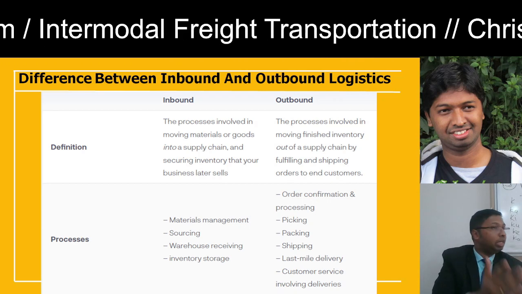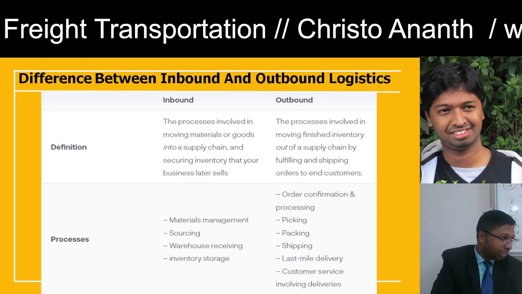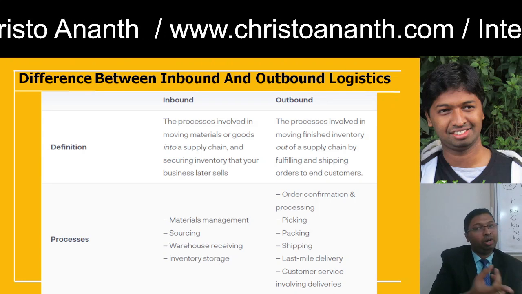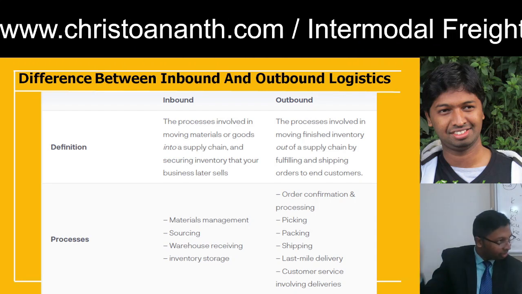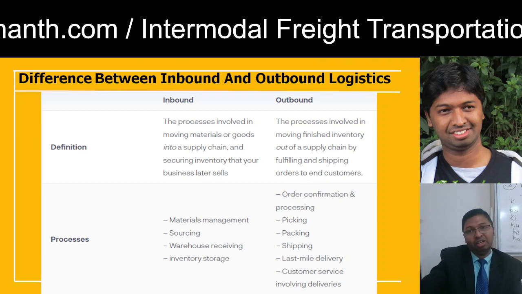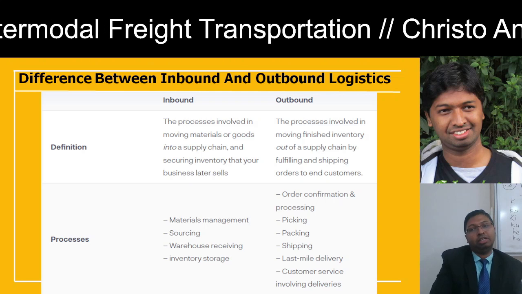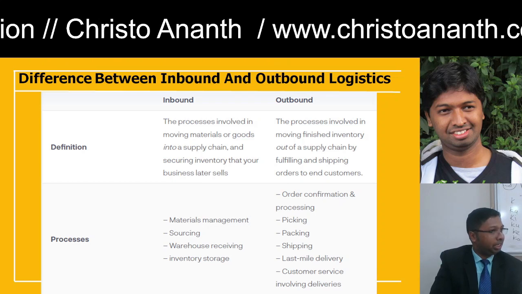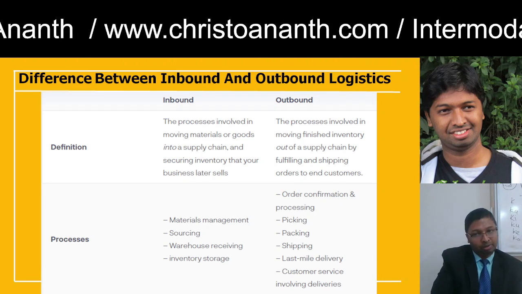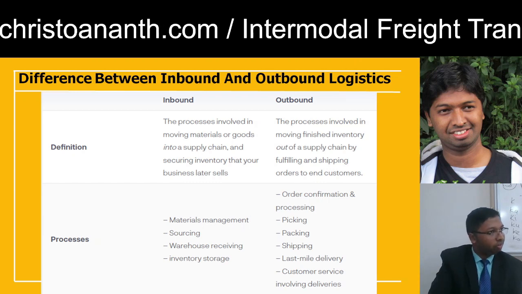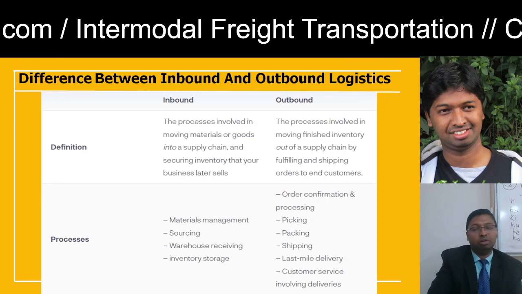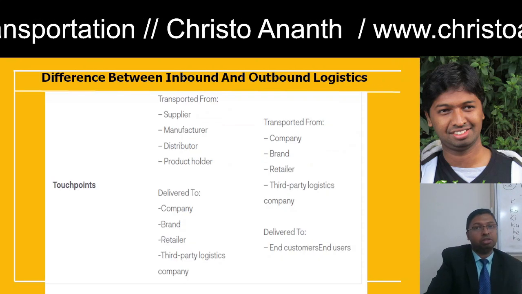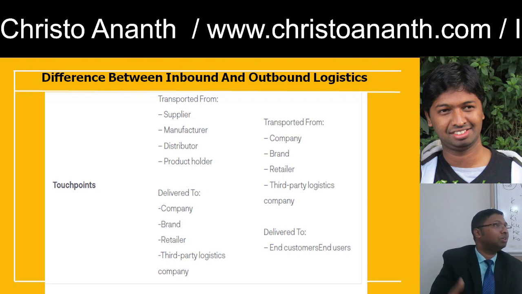In the case of the inbound processes, we have material management, sourcing, warehouse receiving, and inventory storage. When I say warehouse receiving, it is not the final process. The final process comes in outbound logistics. In outbound logistics, you confirm the order and process it. Then picking, packing, shipping, delivering, I mean last mile delivery, customer service, and all other deliveries take place in the outbound logistics. So I'm just giving you a nutshell about the differences.